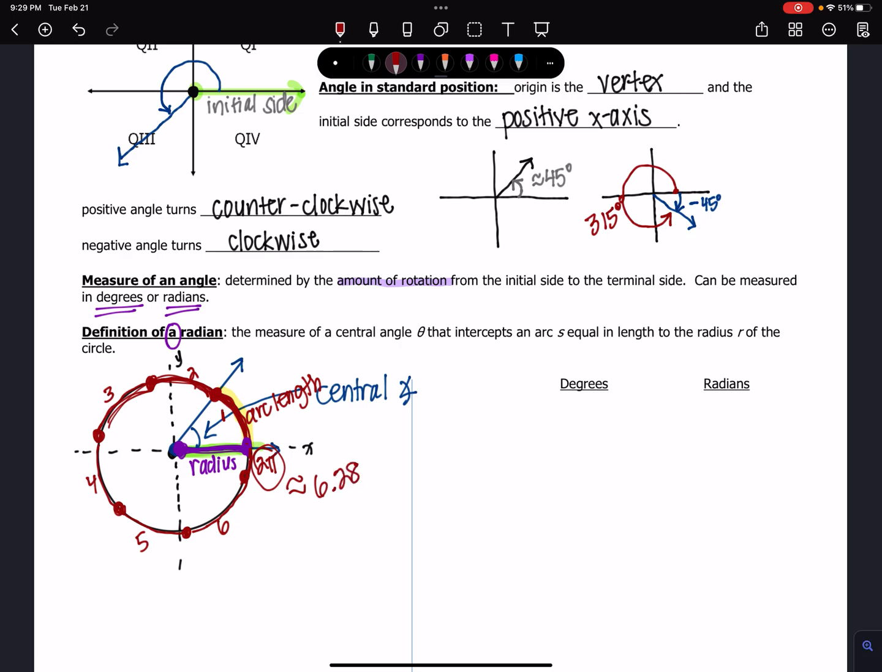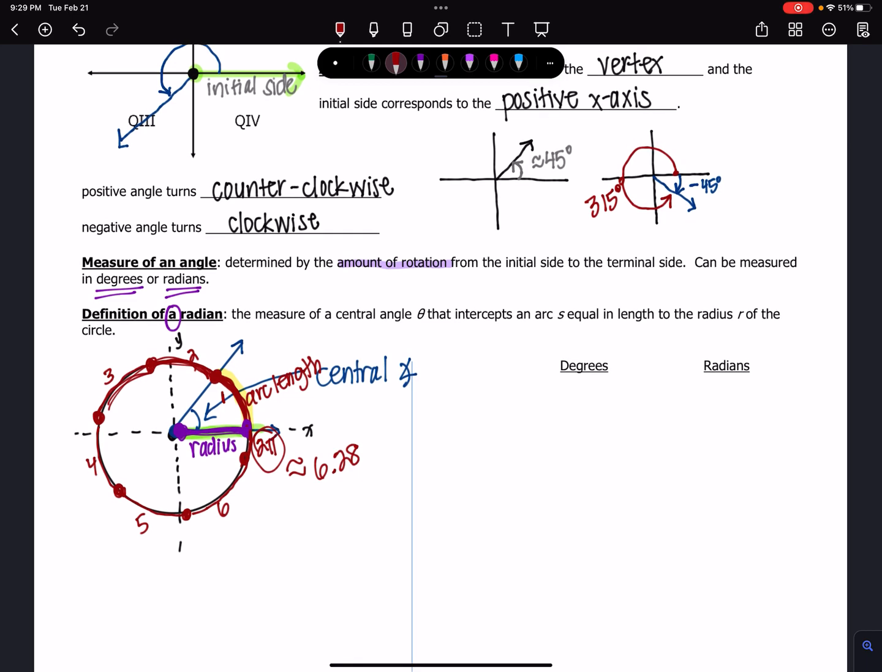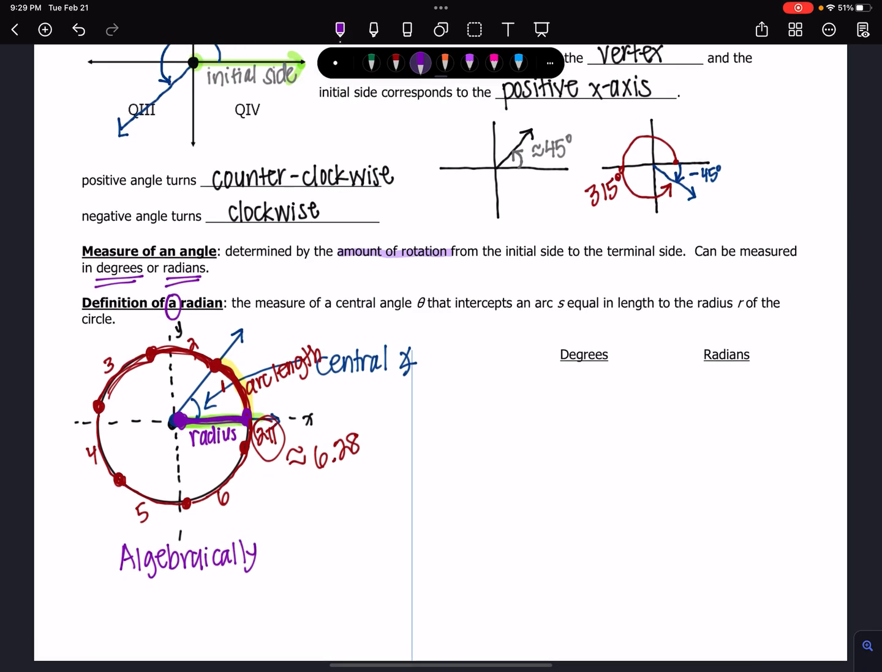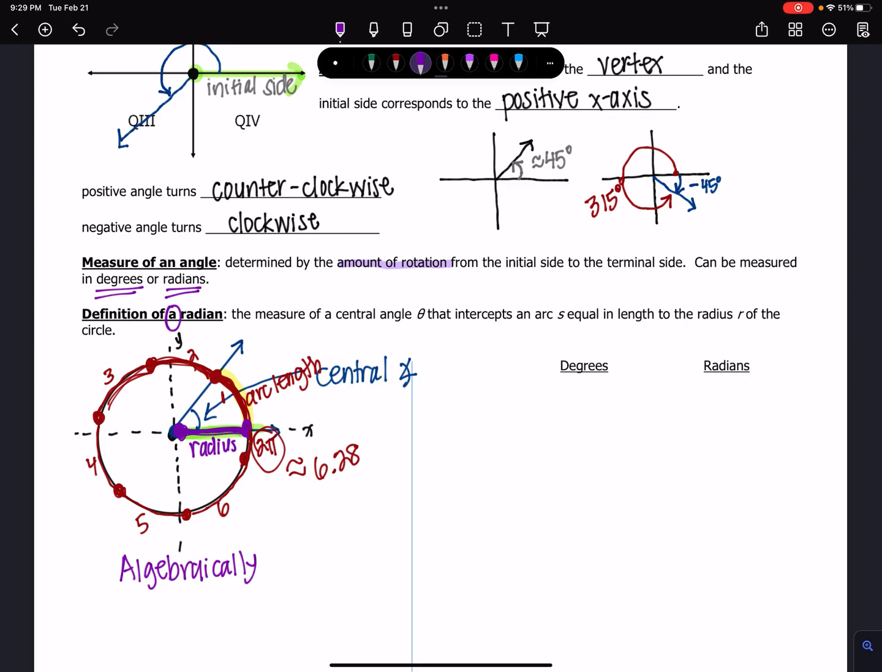3.14 twice is 6.28. So a little bit more than 6 radians all the way around the circle. So algebraically, and this is what we're going to be using for trig a lot, algebraically, we're going to have an arc length. That's going to be called S. S is your arc length.